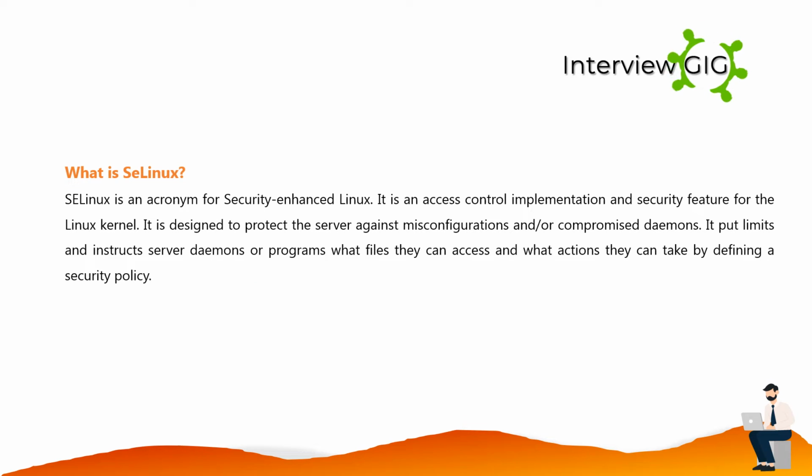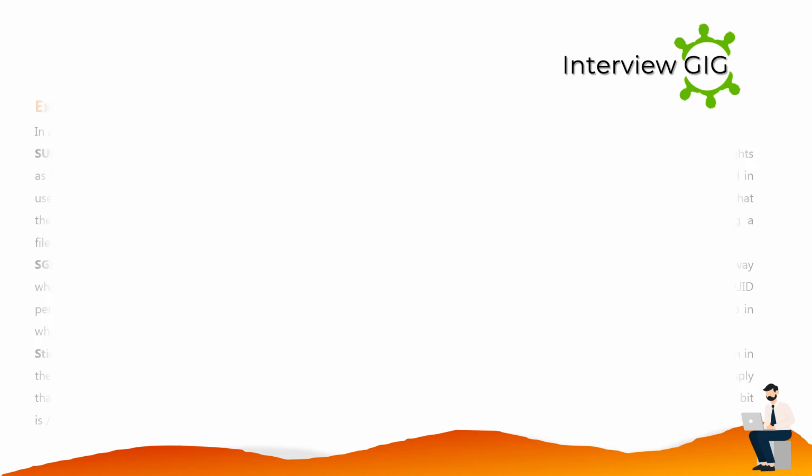SELinux is an acronym for Security Enhanced Linux. It is an access control implementation and security feature for the Linux kernel. It is designed to protect the server against misconfigurations and/or compromised daemons. It puts limits and instructs server daemons or programs on what files they can access and what actions they can take by defining a security policy.